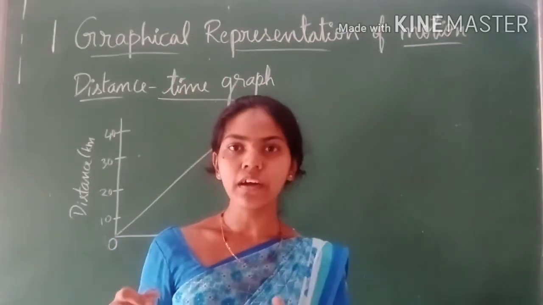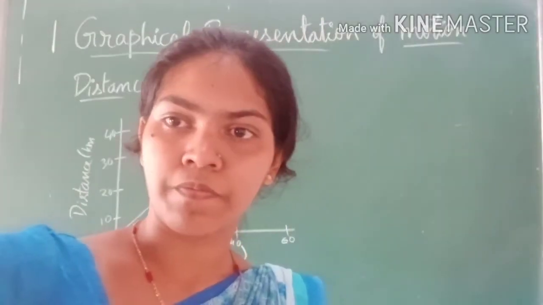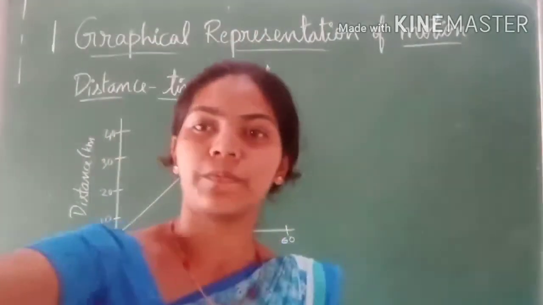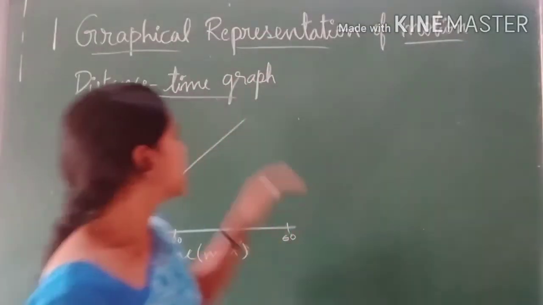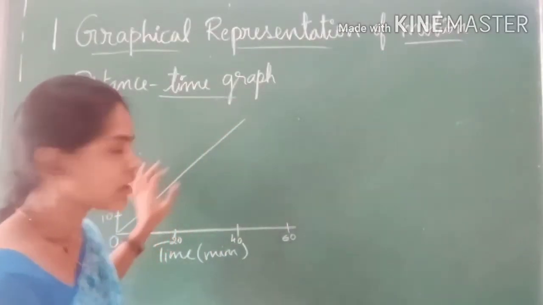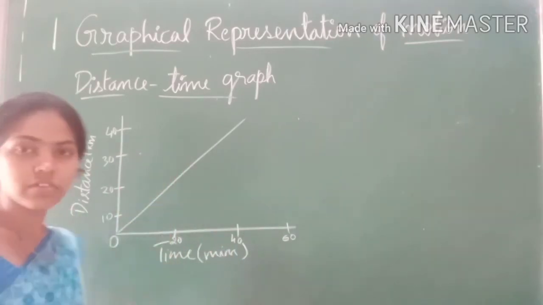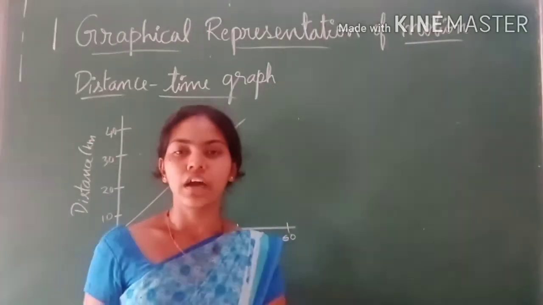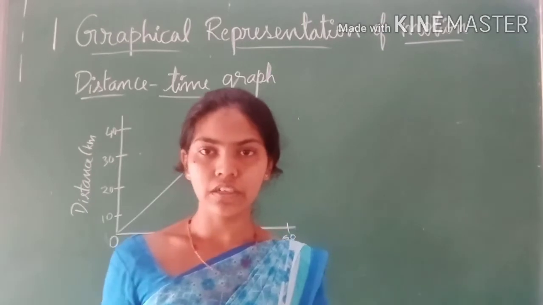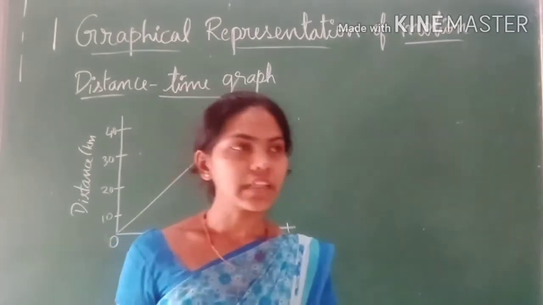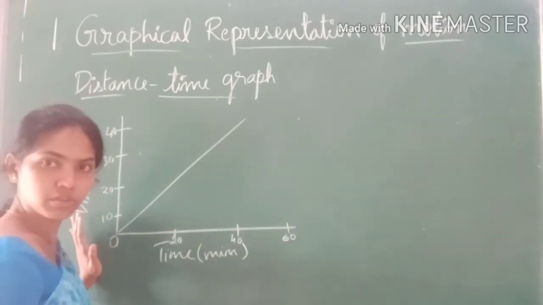So in explaining motion also, we can use the graph. The first graph which I am going to explain is the distance time graph. As the name suggests, here we are using the line graph. We might have used this in solving mathematical problems in the linear equation of two variables. So like that, you have studied about the graph and how to draw the graph.